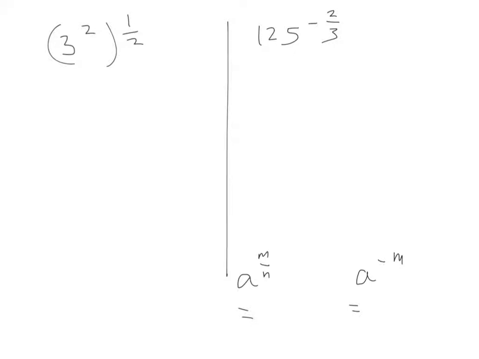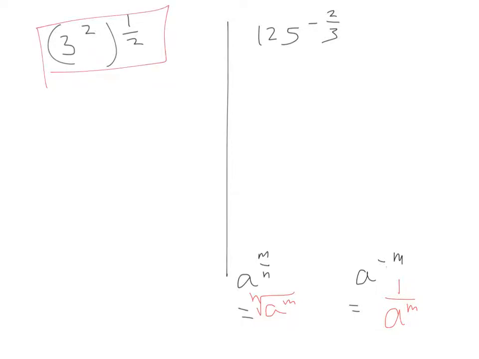So if we've got a fractional power, that ends up becoming a to the power of m, and it's the nth root. And if we've got a negative power, it becomes 1 over a to that positive power. Okay, how does that all fit in here? Well, let's have a look at this.